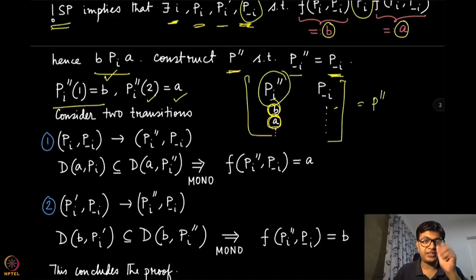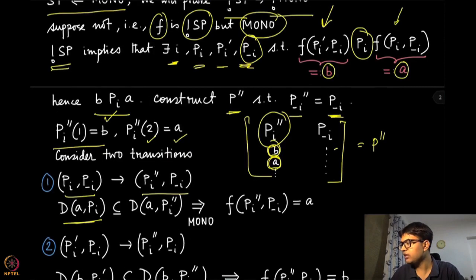Now you can consider two different transitions. So what is happening is from PI, P minus I to PI double prime, P minus I, we see that for player I, the relative position of A is getting weakly better off. Because clearly we know that in the original preference, B was more preferred than A. So in the original preference, B was somewhere above and A was somewhere below for agent I. So this is only the preference of player I.